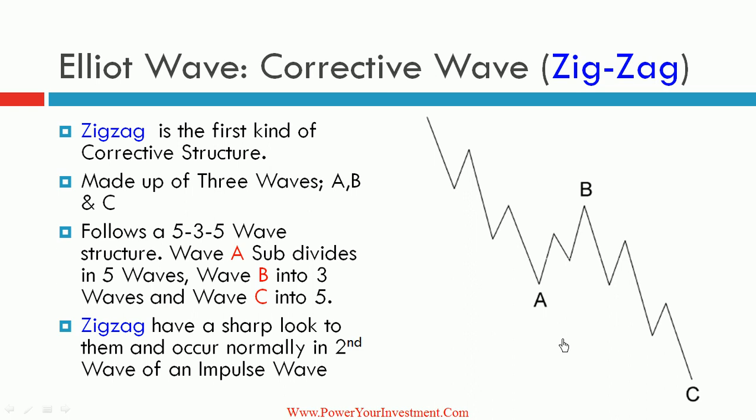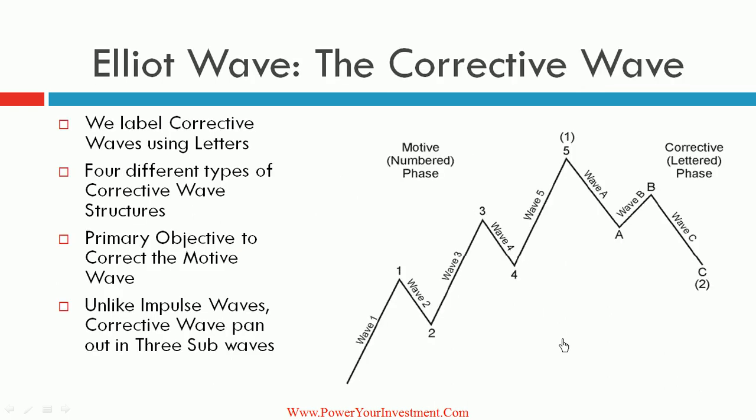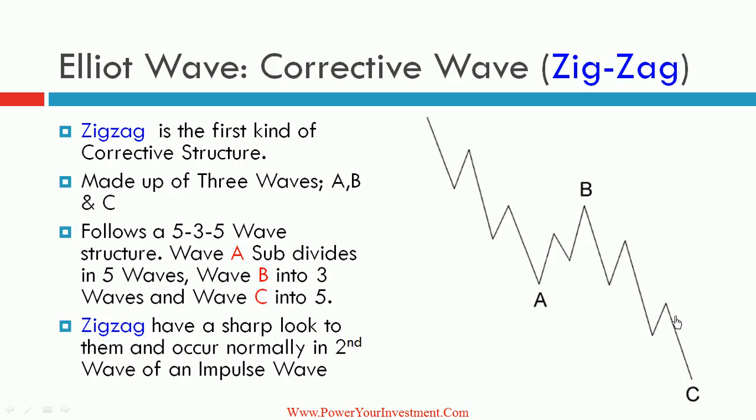Now how do you identify a zigzag? Zigzag primarily occurs in the second wave of an impulse wave. So what we have here, this second wave, this sort of correction, if it's fast and vertical in nature and it satisfies these criteria of 5-3-5 waves, maybe ABC form, then that probably is a zigzag. We'll be looking into examples later on. Just get your concept straight as of now.